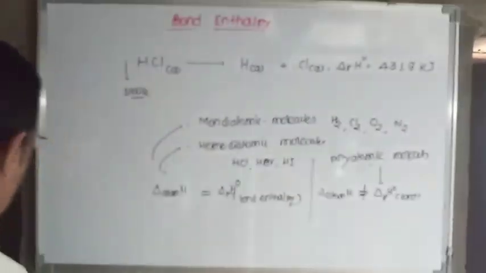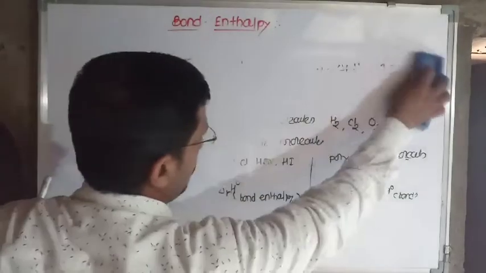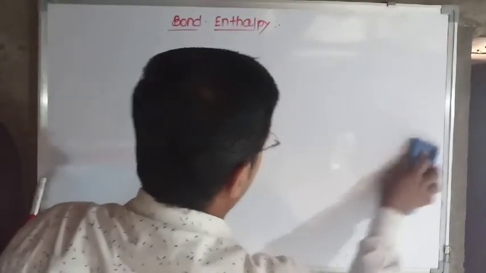Okay, now see, if you consider one example of such polyatomic molecules, the best example of a polyatomic molecule is water.